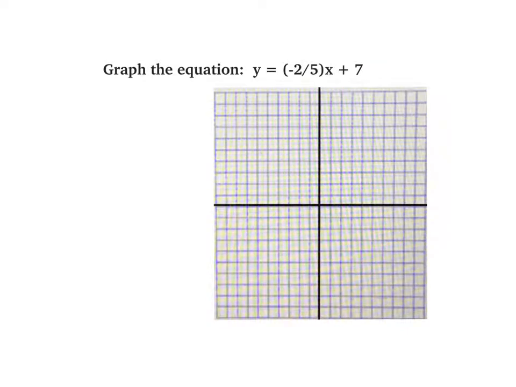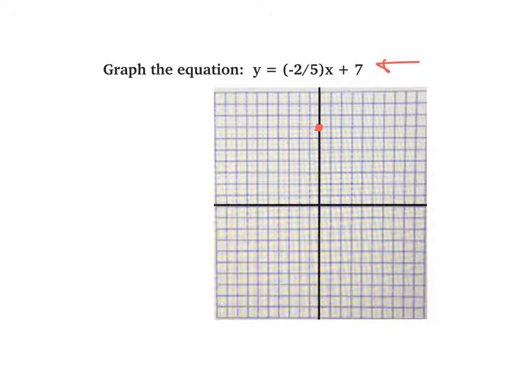All right, the last thing, graph y equals negative 2/5 x plus 7. Lucky for us, this is already in slope-intercept form. So my y-intercept is 7. 1, 2, 3, 4, 5, 6, 7. So I'm going to put a point at 7. Now I'm going to use the slope.